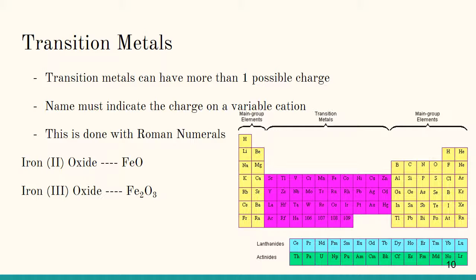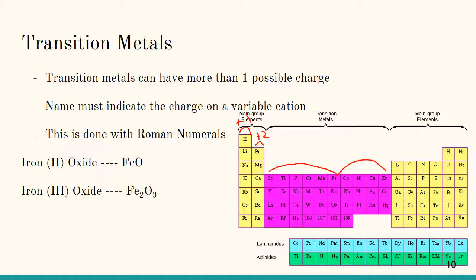Our last consideration for naming ionic compounds is when they contain a transition metal. So if you remember, a transition metal is any of the elements that are in the middle of our periodic table. So any of these purple elements here would be considered a transition metal. So transition metals can have more than one possible charge.